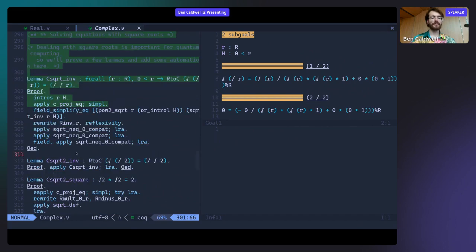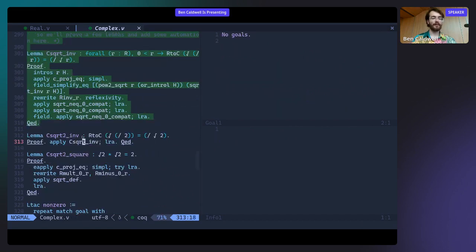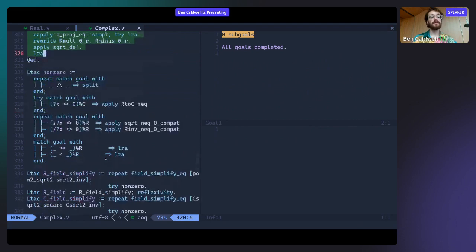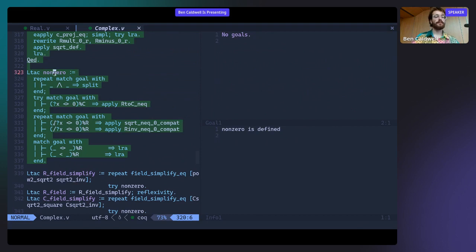There's no real reason to look at the details of this too much because we are running on less time than we would like. Right, and then we can do some proofs showing, oh, well, we can actually square this and it's square. And this is kind of the important automation that we get out of this section: non-zero. This will come up quite often. Non-zero will try to satisfy any sort of statement saying x is not equal to 0 for us automatically.